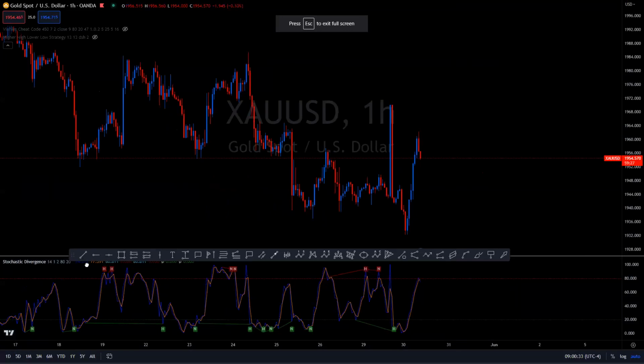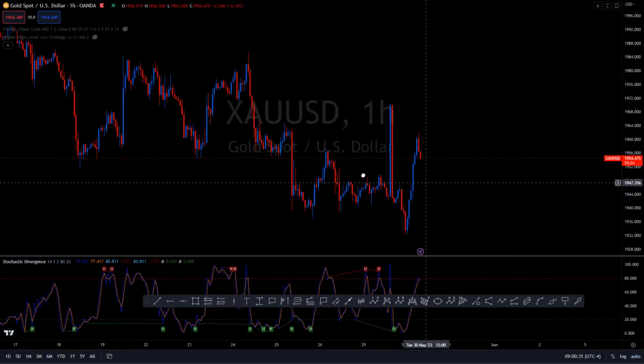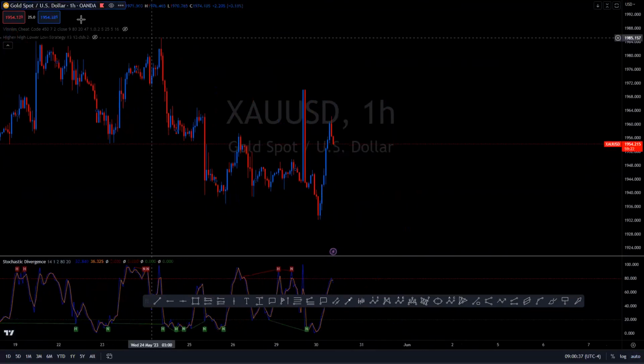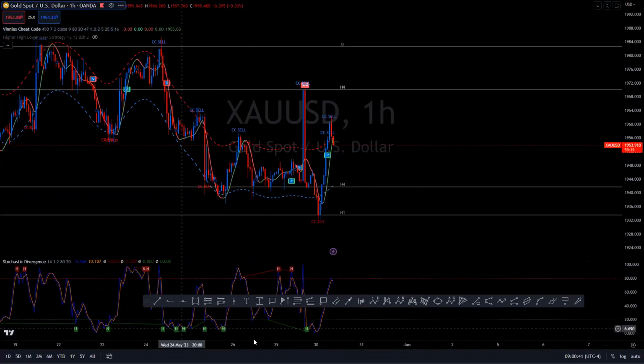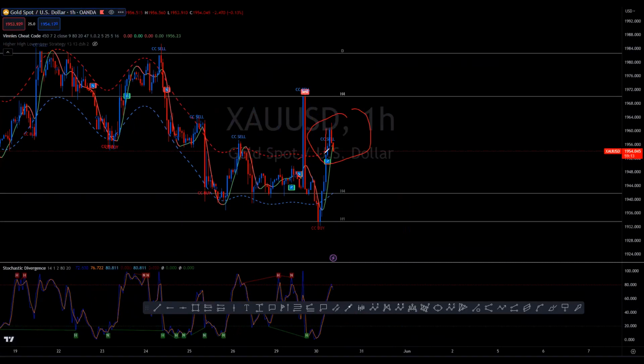So first thing I want to do is turn on the cheat code indicator. So current price, we did have a cheat code sell. The price is sticking out of this red Bollinger Band here. If we were to trade this, we could enter if we were scalping, but if we were doing an intraday trade, we would wait for the retest of the HMA and do it. So this is actually a good trade for the 1 hour.